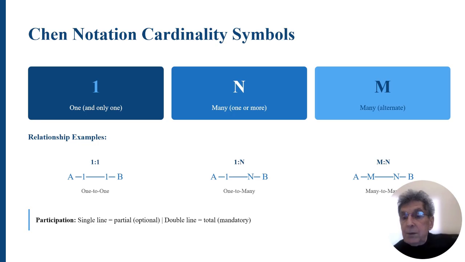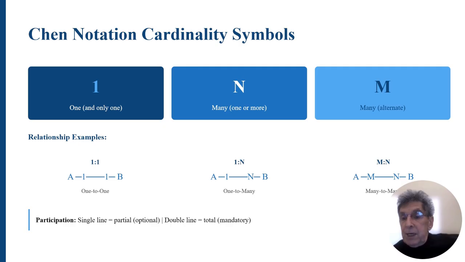Let's see some examples. For a one-to-one relationship, you see one on both ends: patient, medical record. For a one-to-many relationship, you see one on one end and N on the other, such as patient to visit. One patient, many visits. For a many-to-many relationship, you see M on one end, N on the other, patient to provider, but many patients, many providers.